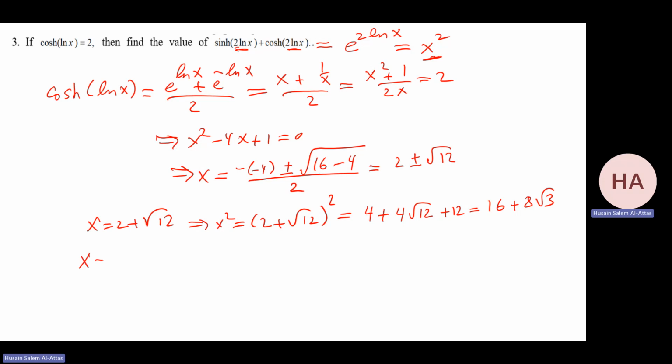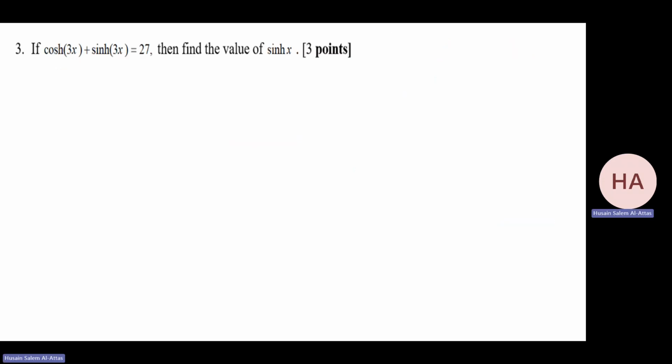Now, if x equals 2 minus square root of 12, this will be rejected. Why? Because ln will not be defined. I need x to be positive. So that will be my answer.